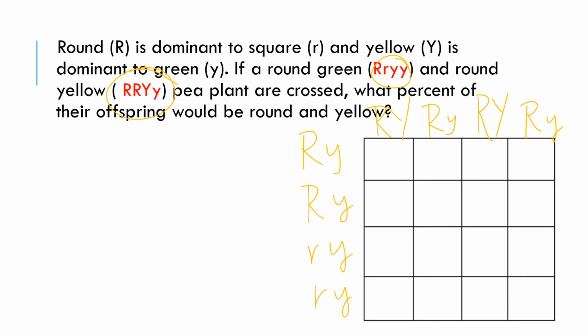All right, now how do I fill out my actual Punnett square? I'm going to go through and fill out the R's first. So this kid gets big R, big R. This kid gets big R, big R, big R, big R, big R, big R. And then I'm going to go back and fill out the Y's. It has a big Y with a little. This one has 2 littles. Big Y, little, and then little, little.